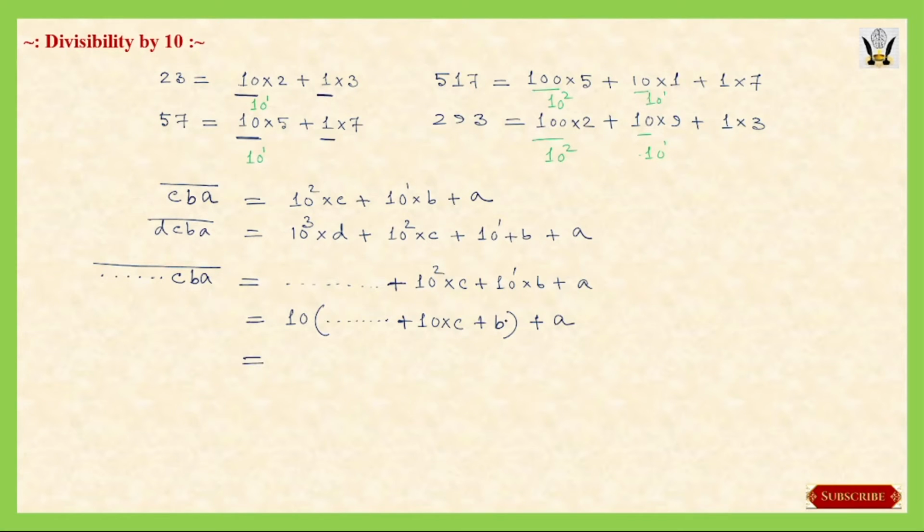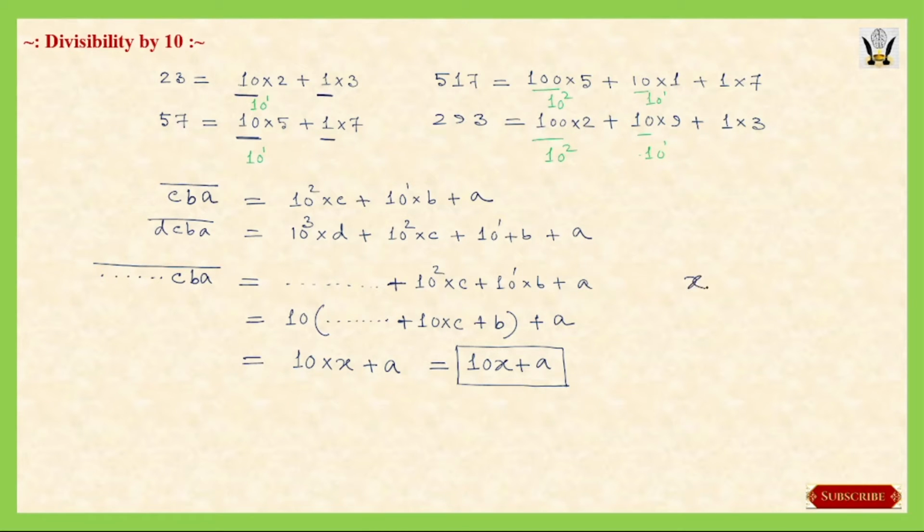Now within this bracket, whatever will be the summation of all these terms, if we express that as x, then we have 10 multiplied by x, and then the digit that we have at units place. So finally any number can be represented as 10x plus a. So this is the format of any given number. We can represent whether it is a two-digit number, three-digit number, or any higher-digit number.